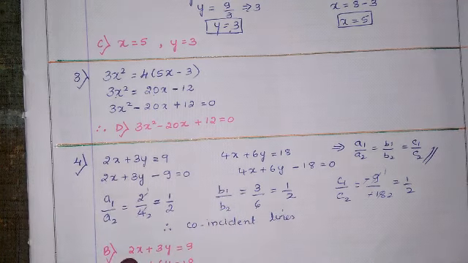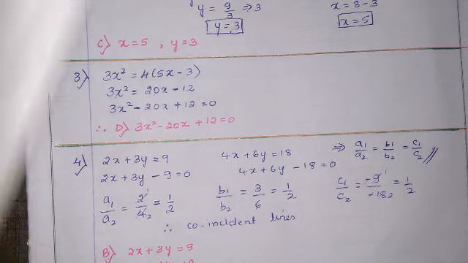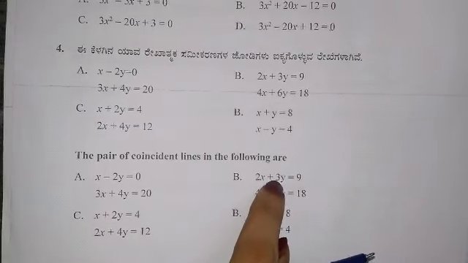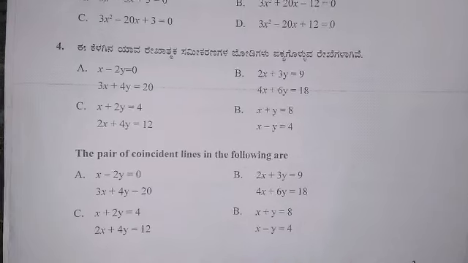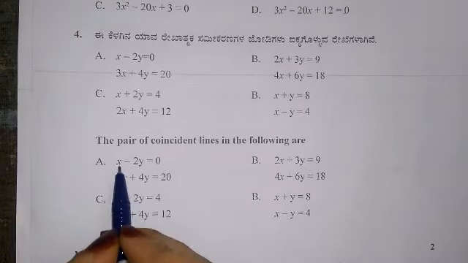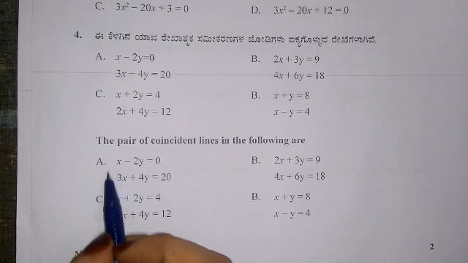So for this pair of equations, these lines are coincident lines. You can write option B is the correct option: 2x plus 3y is equal to 9, 4x plus 6y is equal to 18. You need not worry here. You can check like this without wasting time.